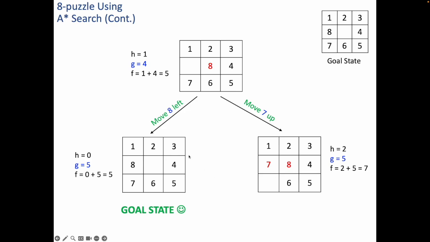Again, you calculate the heuristic, G, which is the depth, and the total cost. So this one is 5, this one is 7. You choose this one, but before expanding you also have to ask: did you reach the goal state? Yes, we are at the goal state, so we don't need to expand any further.